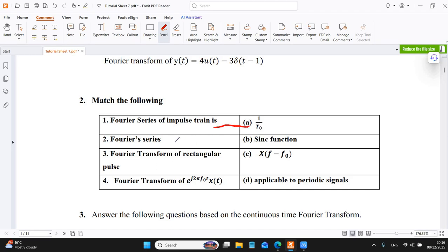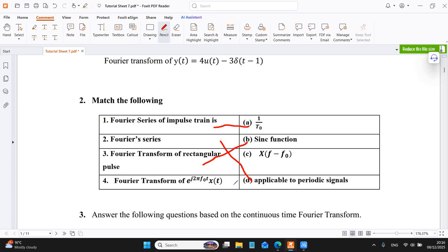The Fourier series is applicable to the periodic signal. So the Fourier series is applicable to the periodic signal. That means option D. The Fourier transform of the rectangular pulse is a sinc function, which is B.